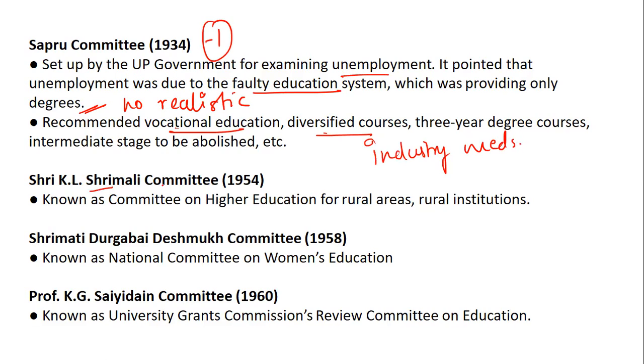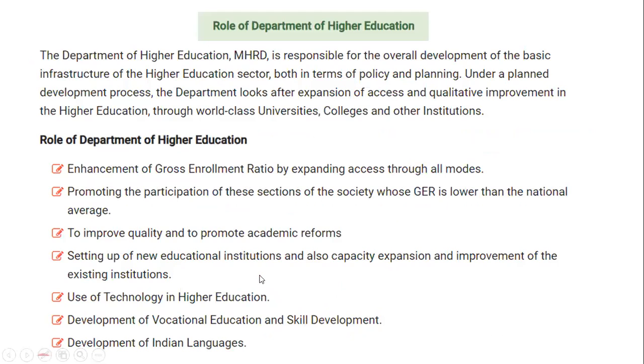Then coming to Srimali Committee, which spoke about higher education for rural areas as well as rural institutions. Srimati Durgabai Deshmukh Committee, which spoke about the National Committee with respect to women's education. Sayadan Committee, which is known as UGC, basically a review on education. Coming next is the role of Department of Higher Education.